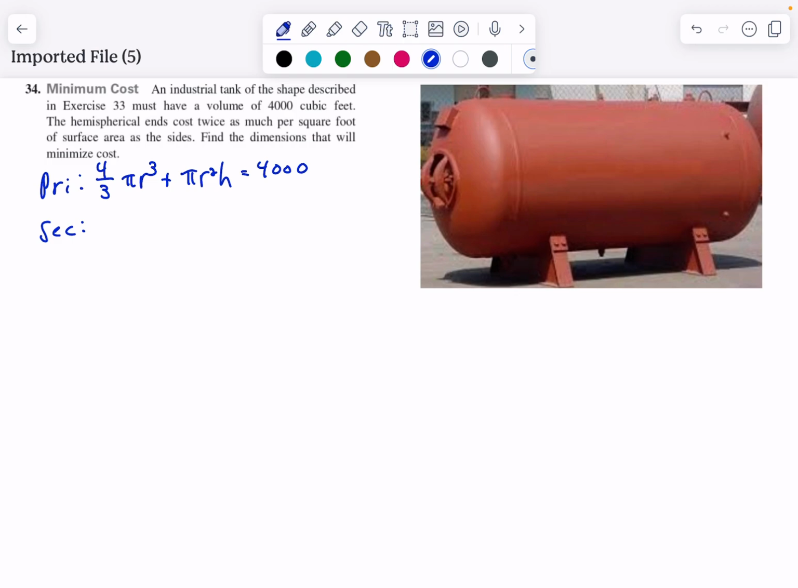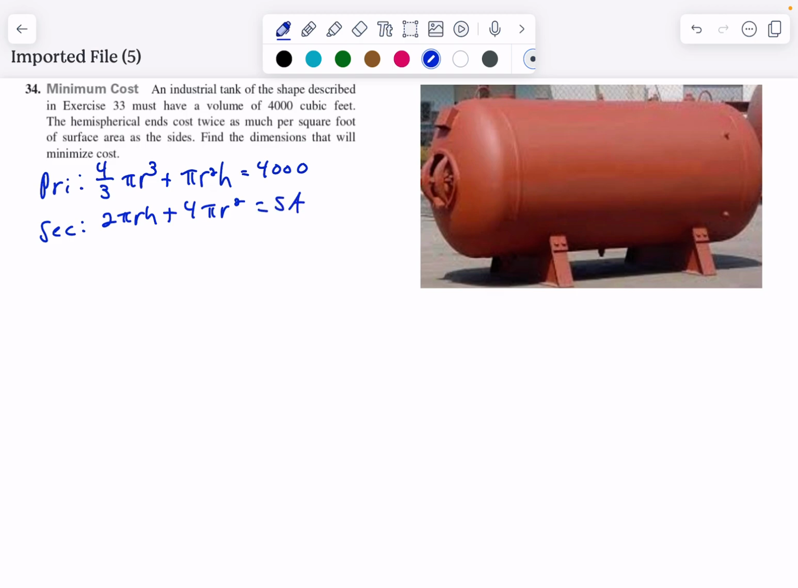The surface area formula for a cylinder is 2 pi r squared plus 2 pi r h, but we don't have the two areas for the bases because those are hemispherical. So it's just going to be 2 pi r h for the cylindrical piece without the ends, and the formula for the surface area of a sphere is 4 pi r squared. Again, the two hemispherical ends put together. All right, and that's going to be equal to the surface area.